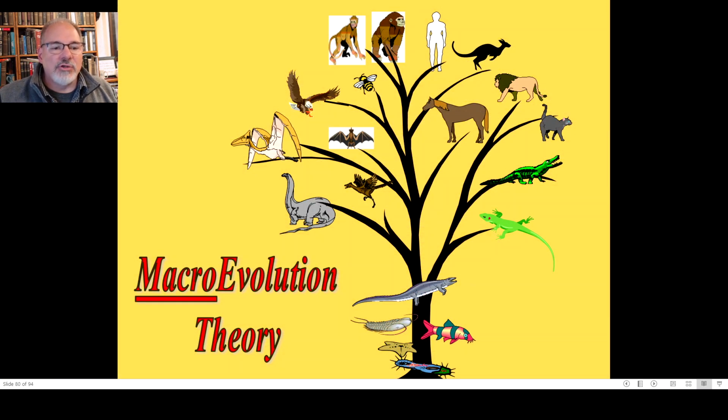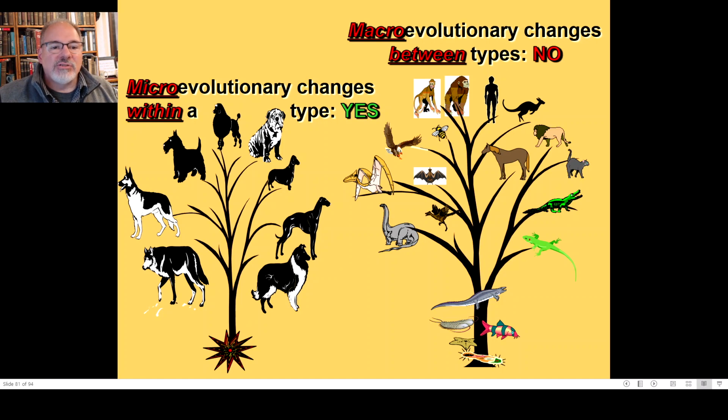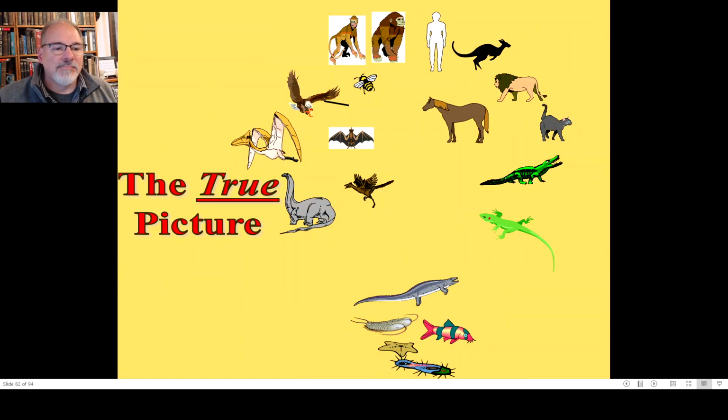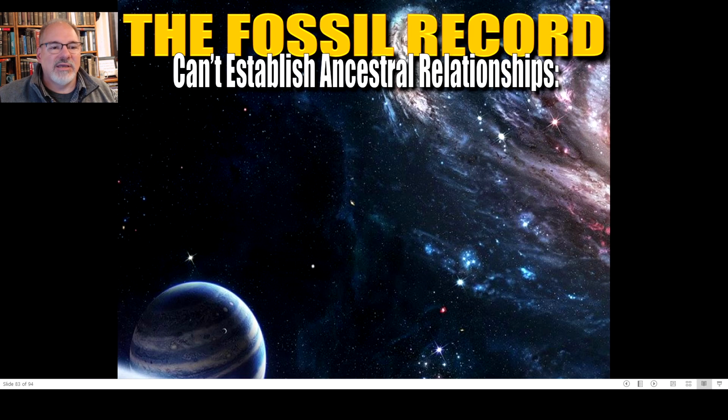So macroevolution would like you to believe this, even according to Gould, right? However, microevolutionary changes within types, yes, like various dogs, modifications, absolutely, right? Macroevolutionary changes between types, no, that doesn't happen. This is the true picture that even Gould was referencing. You just have these things at the nodes. There's nothing connecting them. The rest is inference, right? There aren't missing links. There's a missing chain. There's a missing connection. Look for the links. There's no links. There's no connection. Nothing there. So the fossil record can't establish ancestral relationships. They don't exist.